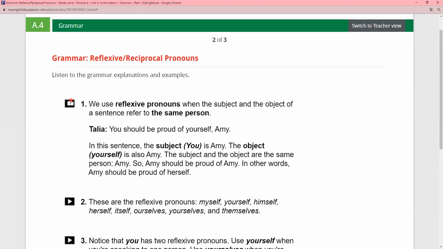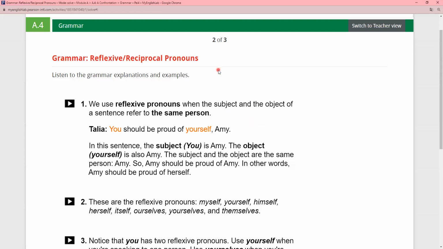We use reflexive pronouns when the subject and the object of a sentence refer to the same person. You should be proud of yourself, Amy. In this sentence, the subject, you, is Amy. The object, yourself, is also Amy. The subject and the object are the same person, Amy. So Amy should be proud of Amy. In other words, Amy should be proud of herself.